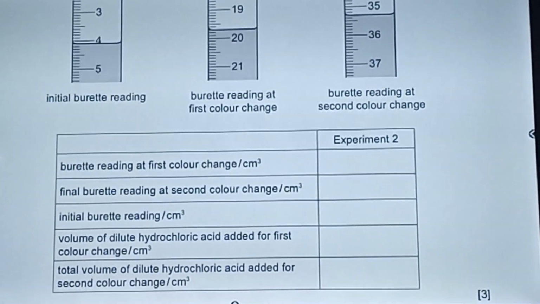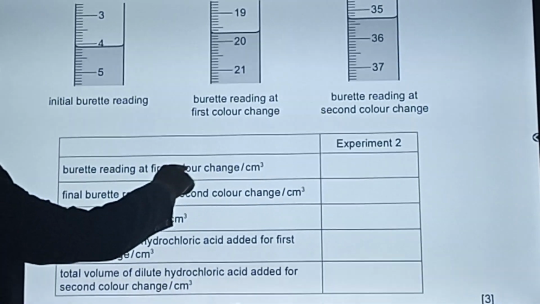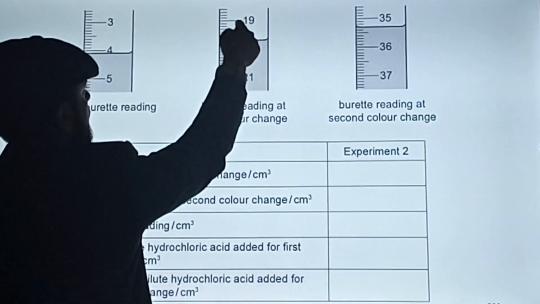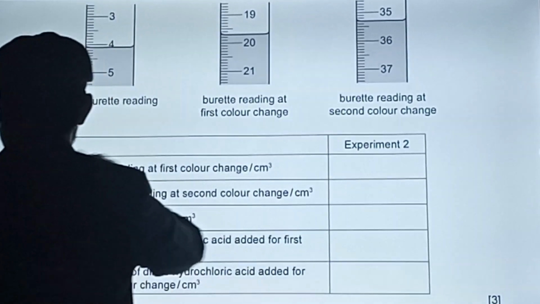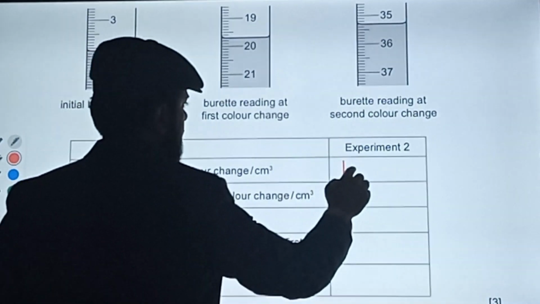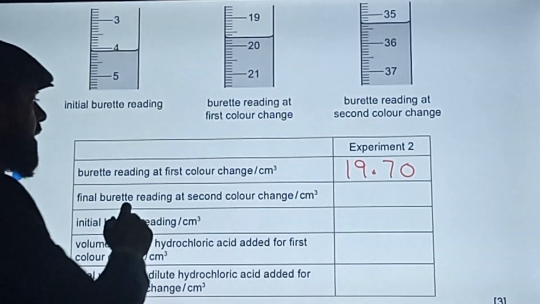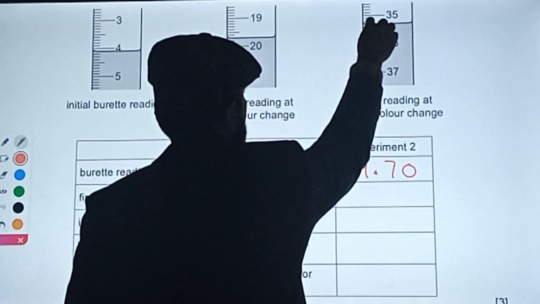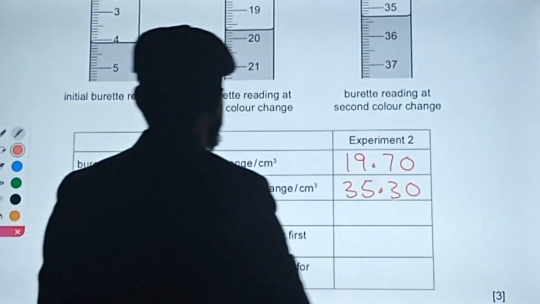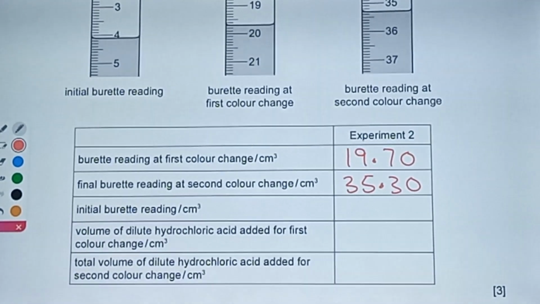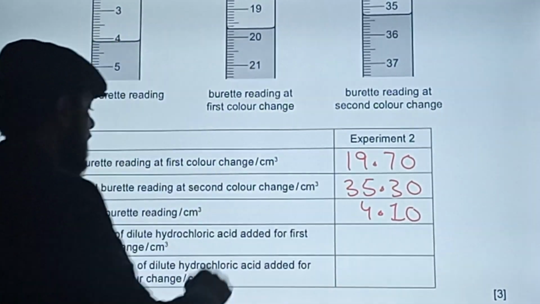How much volume of hydrochloric acid did we use in this experiment? So this is what we were reading for the first color change, 19.5, 6, and then 7, so 19.70. We were reading for the second color change here 35.12 and then 3, so 35.30. The initial was 4.10. Now we have to find the difference.